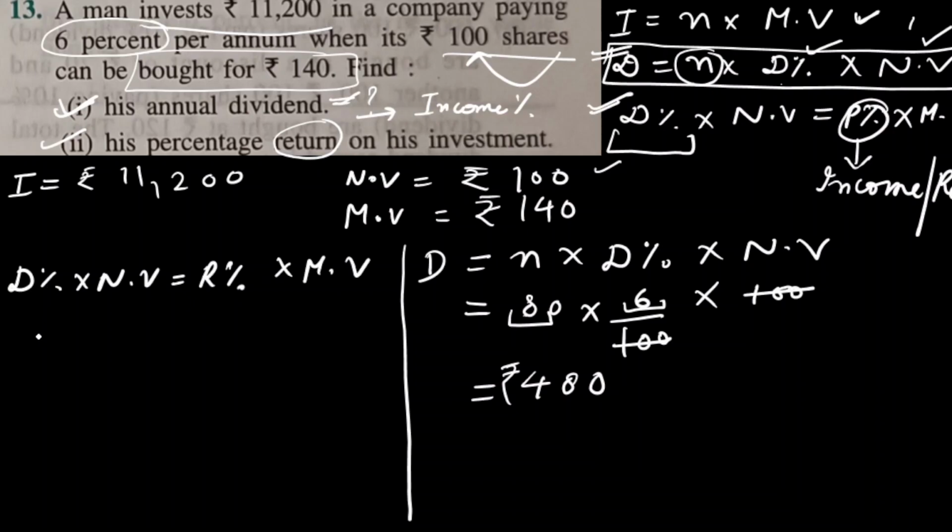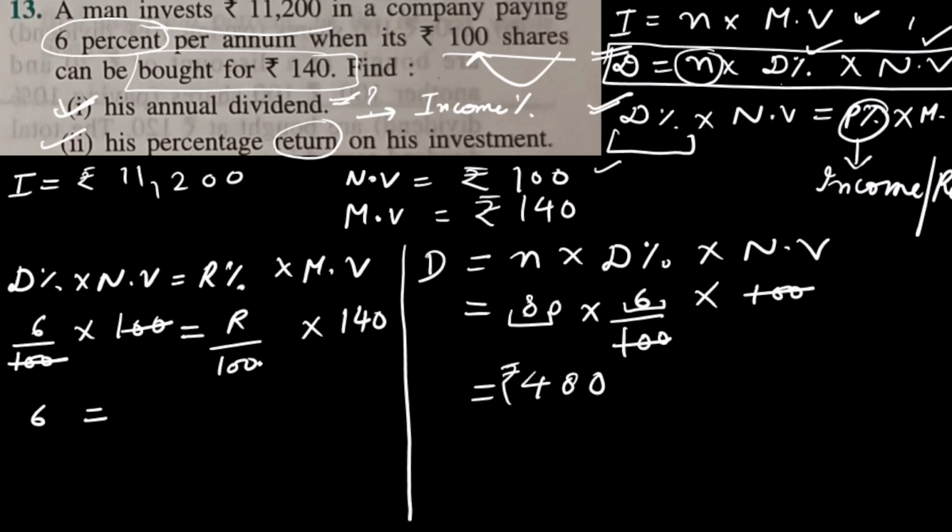Dividend is how much? Dividend is 6%. So I'll write 6 by 100 into nominal value, which is 100. Return I have to find, by 100 I'll write because percent means by 100. Market value is 140. Now first of all we can do whatever calculations are possible on these sides individually. So this 100 and 100 will get cancelled. So here I am left with 6 equals to, here 10 and here 10 we can cancel. Then on 2's table we can do 2 into 7, 2 into 5. So what I am left with is r by 5 into 7.